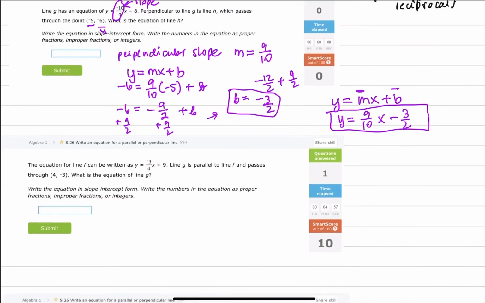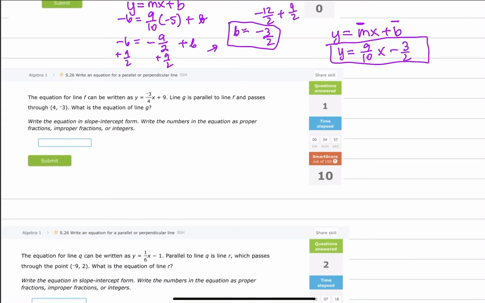Okay. In the next problem, we are asked to find the equation of a line that is parallel. And parallel lines have slopes that are the same. So that means that our slope is going to be just negative 3 over 4. Again, this is our x and y. We're going to substitute those into y equals mx plus b.